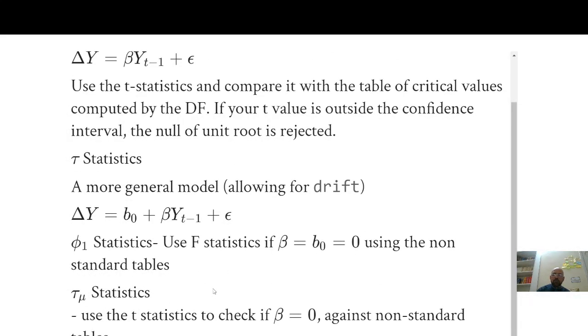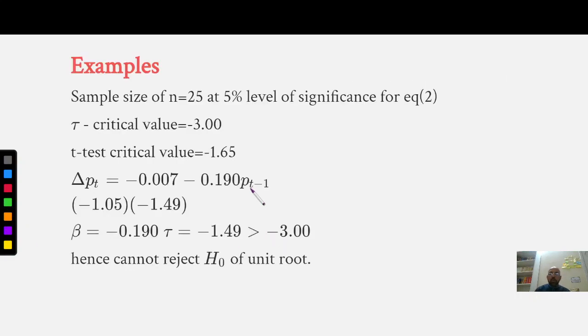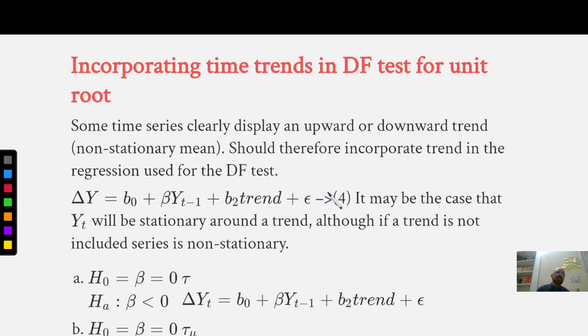And if you have this tau mu statistic, I think the table will be in the next slide. The standard critical value is minus 1.96, but the Dickey-Fuller critical value is minus 3.0. Similarly, MacKinnon has also calculated critical values. So the main difference is using a different critical value from your standard t statistic, because the t statistic is not valid here, as the standard statistical distributions are not valid. So in this case, b naught is the drift parameter, beta equal to 0 means unit root, beta 2 is the trend, epsilon t, this is your equation.